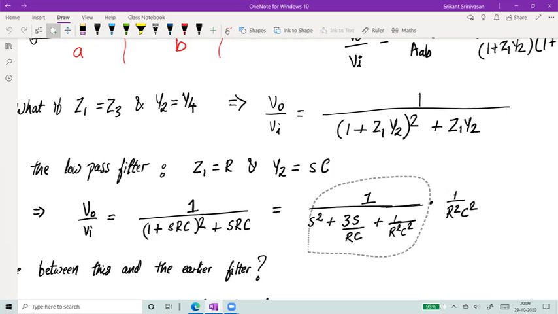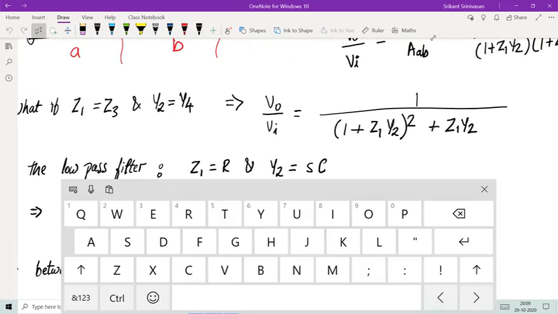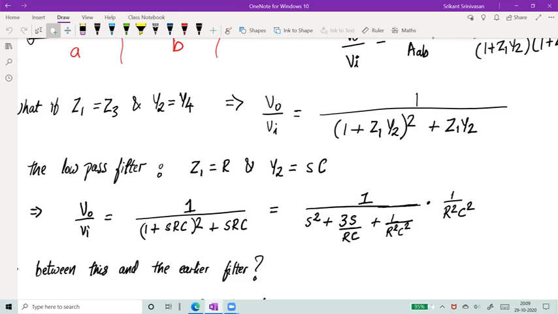Then if I get R square C square out common, then I'm left with this expression. Okay. So what is the characteristic of this filter? Well, if S tends to 0, then what will happen? These two terms will vanish, right? If S tends to 0, then I'm left with 1 by R square C square, 1 by R square C square, they'll cancel out each other, I'm left with 1. That means as if I consider low frequencies, limit as S tends to 0, then the output is equal to the input. So this is also a low pass filter, right?